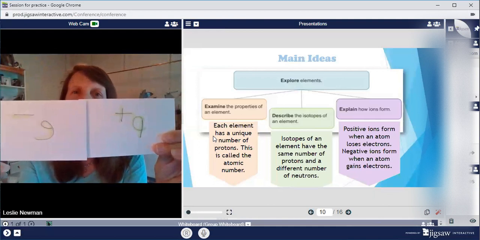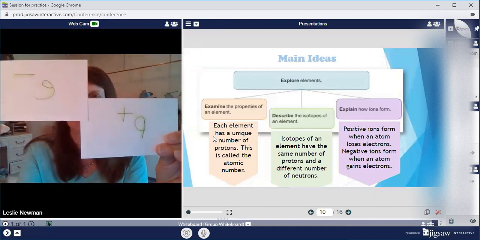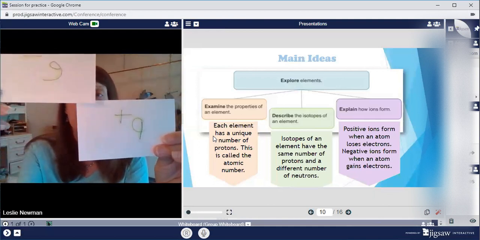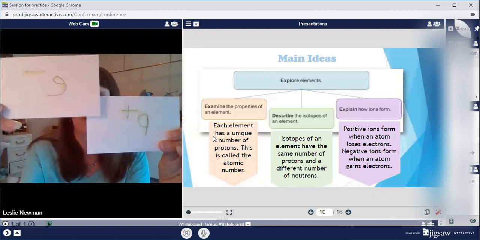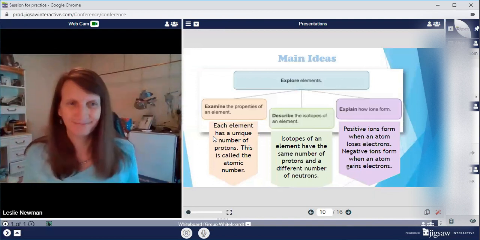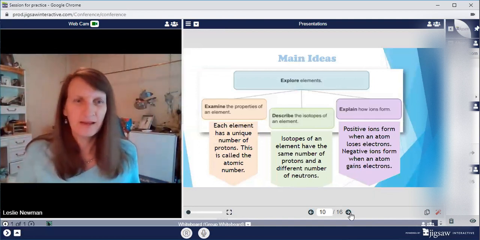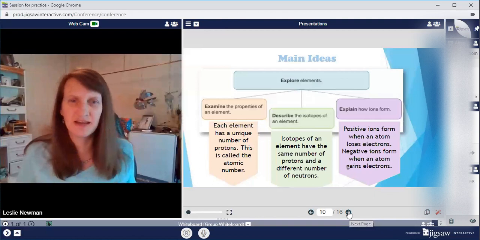So if you gain electrons, like chlorine likes to gain an electron, now you have more electrons, more negative charge, so the ion will be negative. And so that's the gist of the lesson.